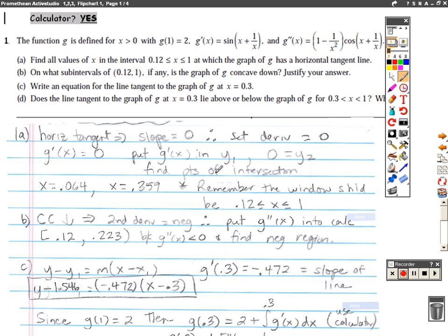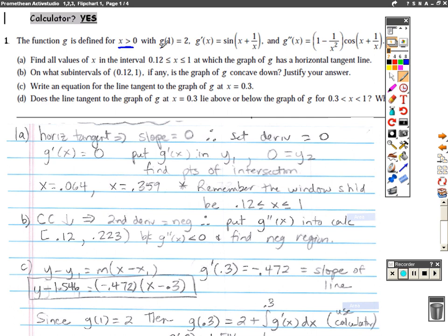And if you need help, I will also try to show you how to use the calculator to work with some of these problems. In the first problem, it's always important for every problem to read the given information. And in this function, you have a mystery function g. And it's always important to understand that it's only defined for x greater than 0. Sometimes we tend to overlook that piece of the given.